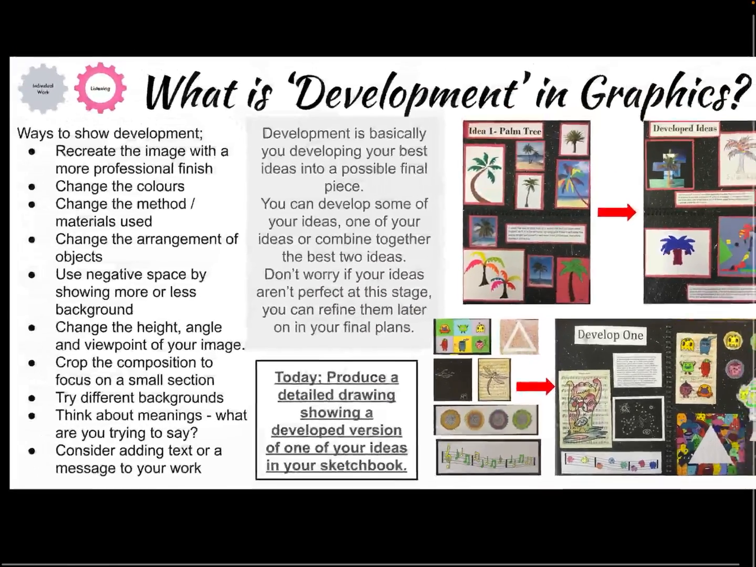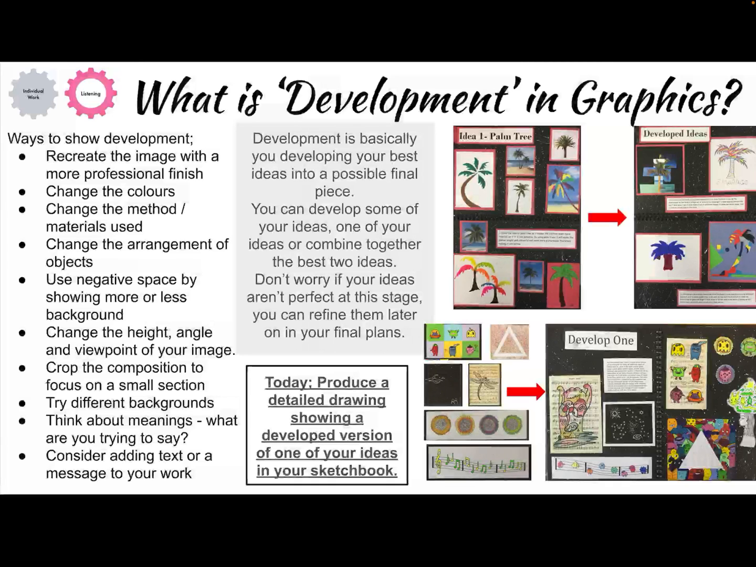So, ways to show development. So recreate the images with a more professional finish. That's one way of doing it. Change the colours. Change the method and materials used. Change the arrangement of the objects, so they can be above, below each other. Use negative space by showing more or less background. Change the height, angle and viewpoint of your image.